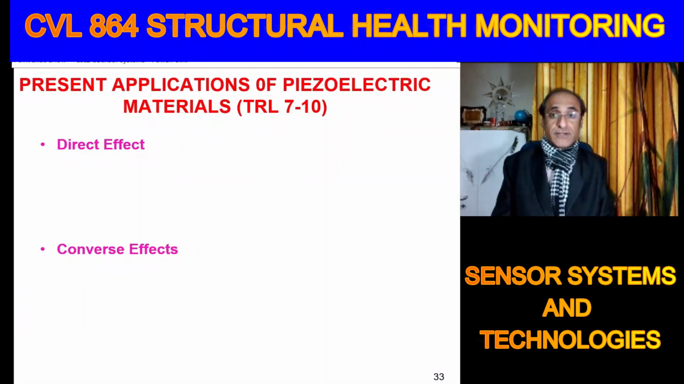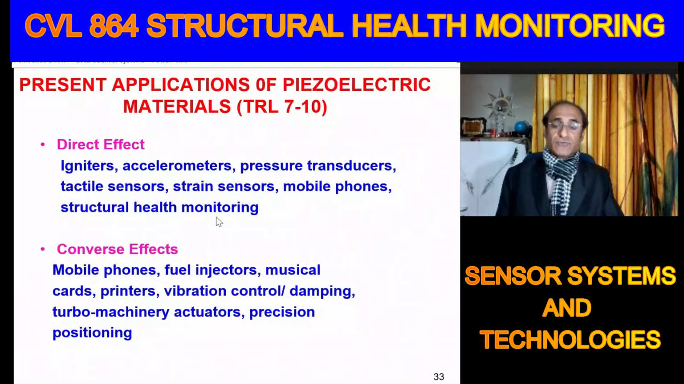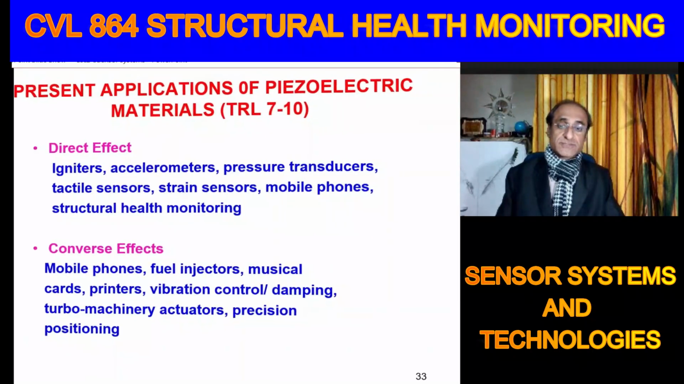we don't visualize it, but we are using the direct effect and converse effect every day in our life. These are some of the applications of the direct effect: igniters, accelerometers, pressure transducers, tactile sensors, dynamic strain sensors, mobile phones, and structural health monitoring. These applications use the direct effect. The converse effect is also used in mobile phones, fuel injectors, musical cards, printers. You have just seen one converse effect in the video I showed you of inkjet printers.